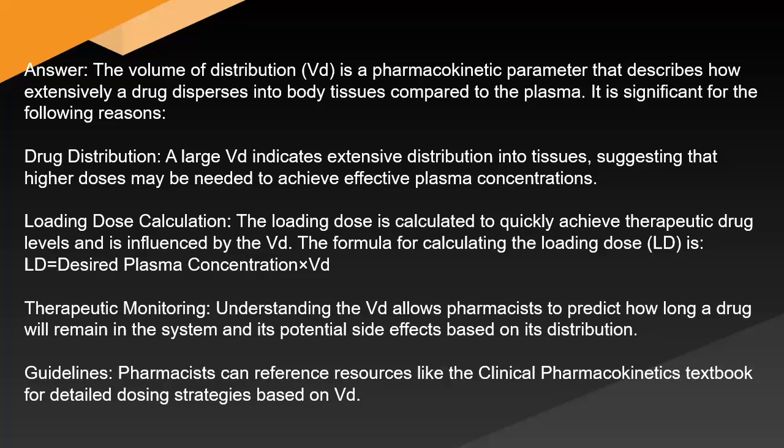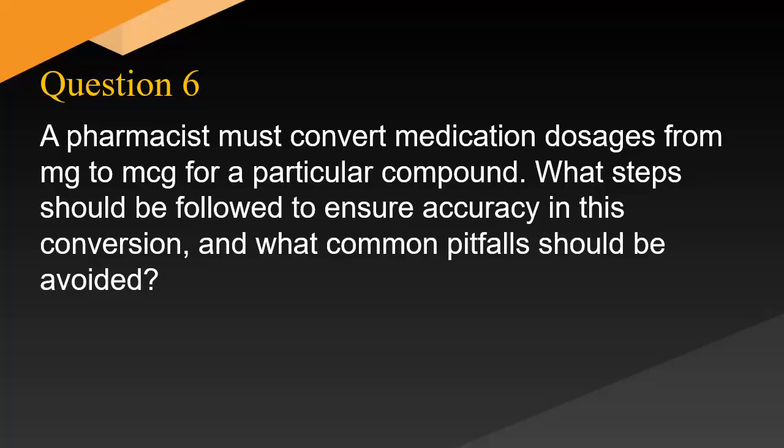Guidelines. Pharmacists can reference resources like the Clinical Pharmacokinetics textbook for detailed dosing strategies based on Vd. Pharmacists must convert medication dosages from mg/mL for a particular compound. What steps should be followed to ensure accuracy in this conversion, and what common pitfalls should be avoided?